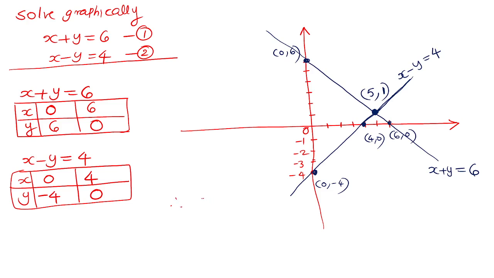So graphically I solved it. The value of x equal to 5 and value of y equal to 1. The point of intersection has x value 5, y value 1. So in this way, without any elimination or substitution method, by drawing the graph, we can solve the pair of equations.